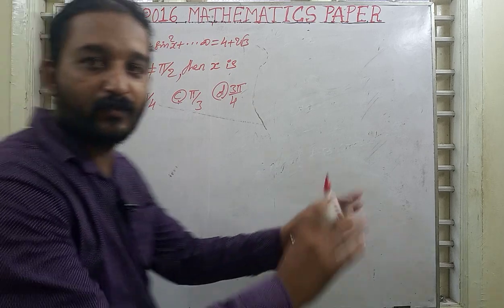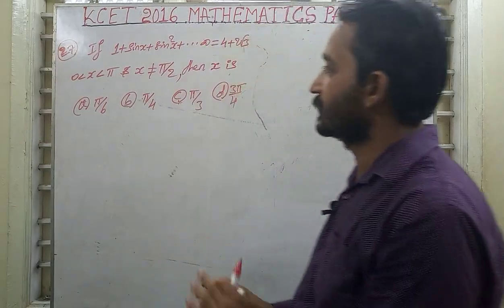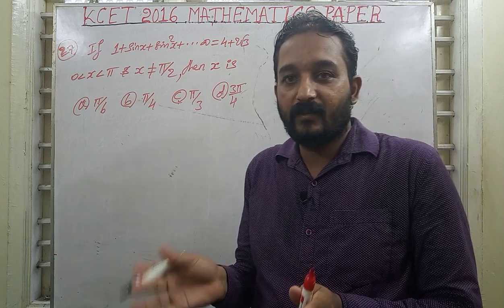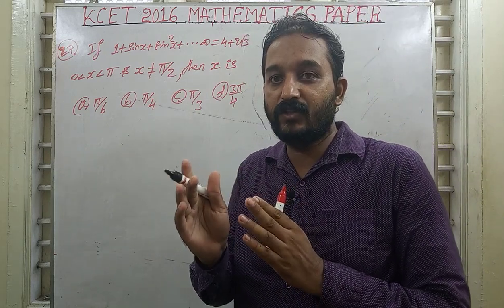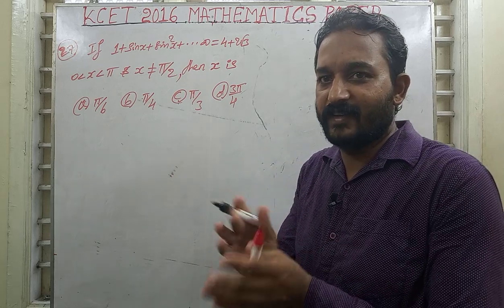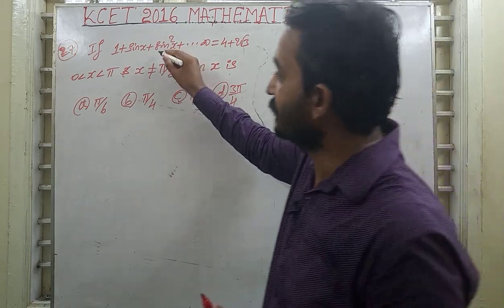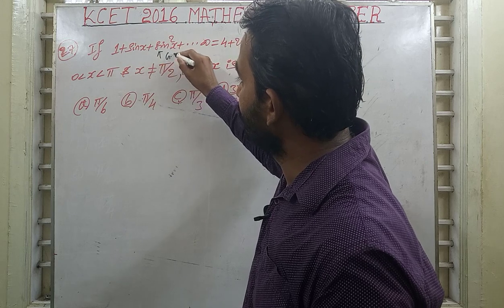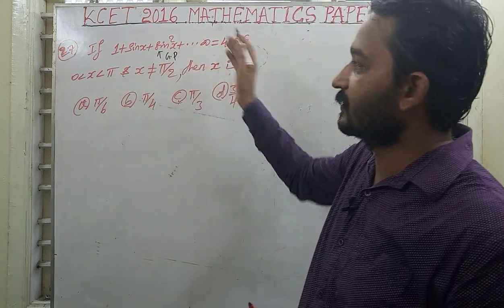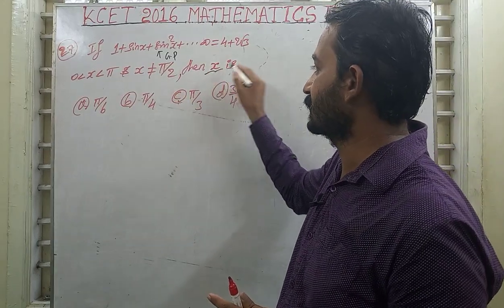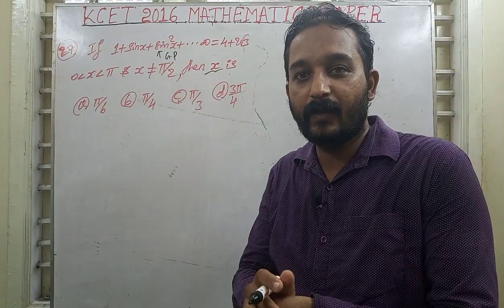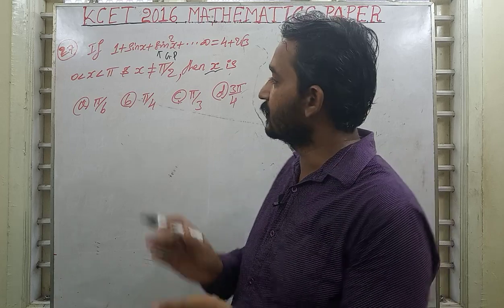So now let us move on to the next question, question number 27. This question is based on the chapter sequence and series, particularly infinite geometric progression, infinite geometric series, GP series. This is a GP series. And also this question is based on the chapter trigonometry, sin x, sin square x is there. We have to find out the x value in this case. So it is a mixture of trigonometry and sequence and series. So solve this question easily.